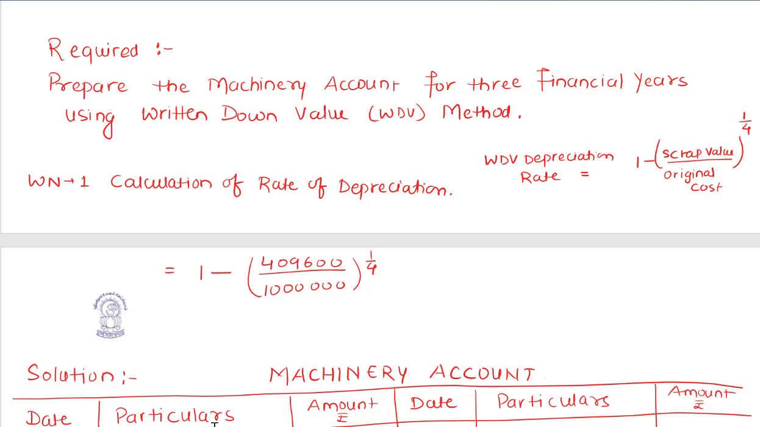Now press the under root button 2 times. On your calculator there is a sign, under root x. When you press it 2 times, you get 0.8. So 1 minus 0.8 is 0.2, which is 20%. So the WDV depreciation rate is 20%. I believe all of you understood this.